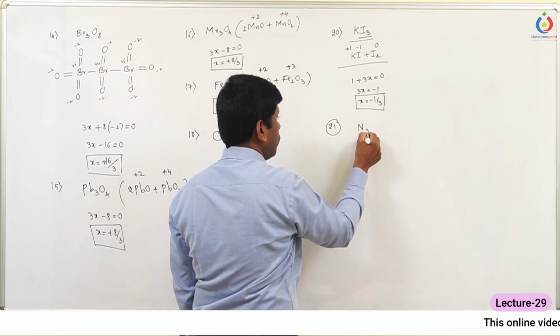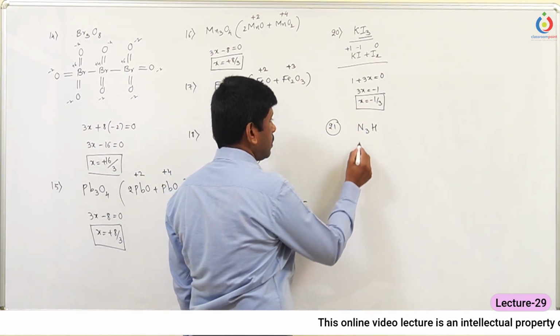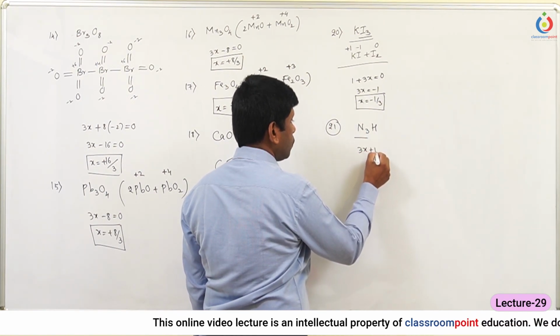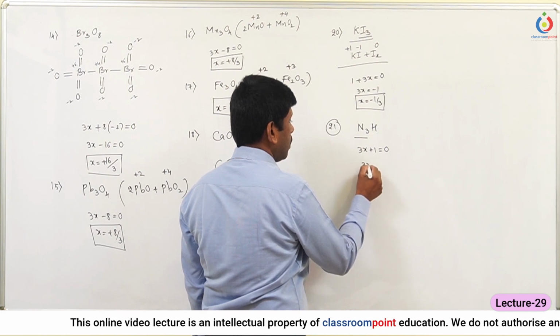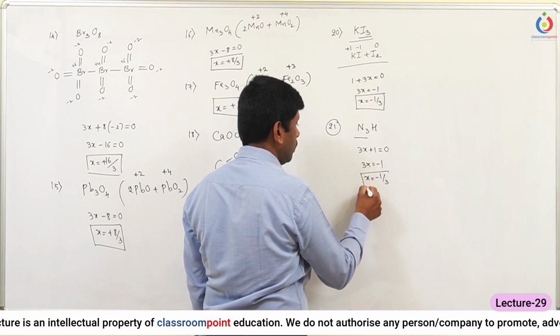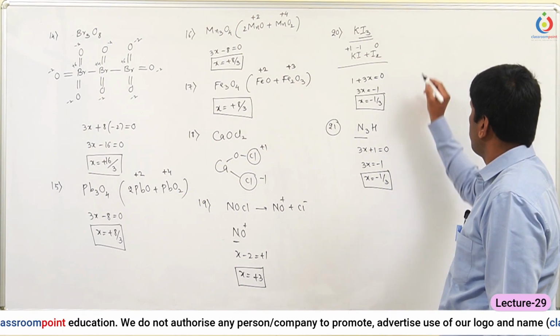Let us take hydrazoic acid, HN3. So what could be the nitrogen oxidation state? In a similar way here also, 3x plus 1 equals 0, 3x equals -1, x equals -1 by 3 is the oxidation state.